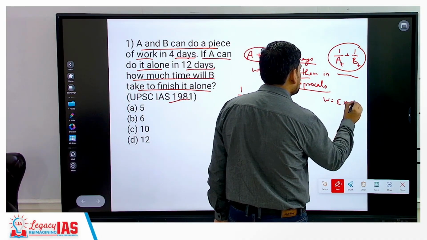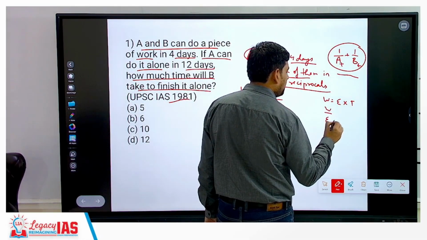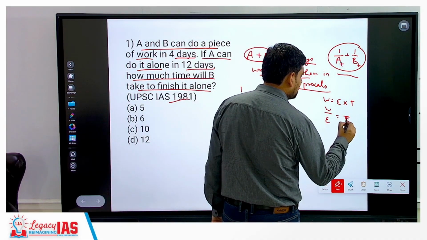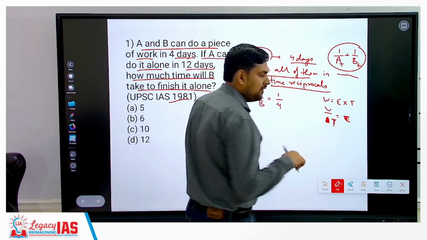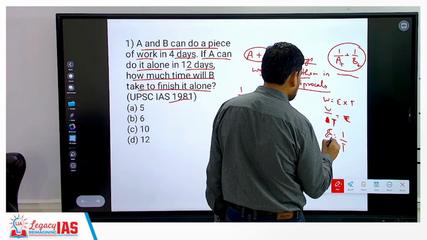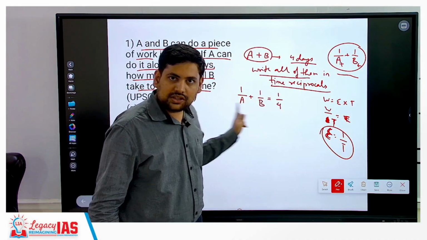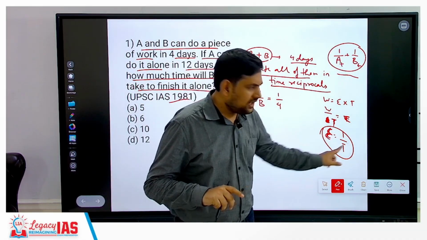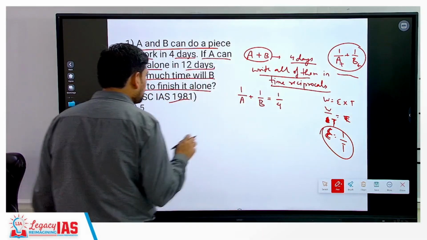Actually, this is what you had written: work is equal to efficiency into time. Now if I take work upon efficiency, then this is also equal to time, or I can say that efficiency is equal to work upon time. Now if I take work to be 1 unit, then efficiency becomes 1 by T. And that is why when A and B are working together, you add their efficiencies. We used to add their efficiencies in basic questions. So instead of efficiency, now we are adding 1 by T, 1 by T, whatever time they take. That's it.